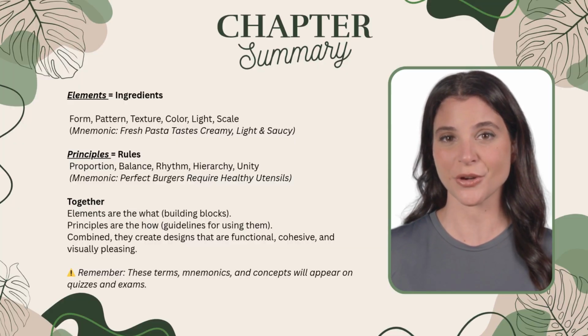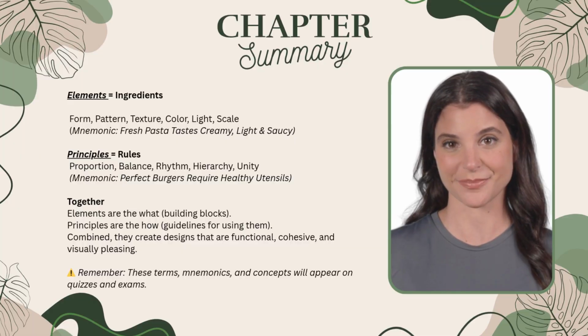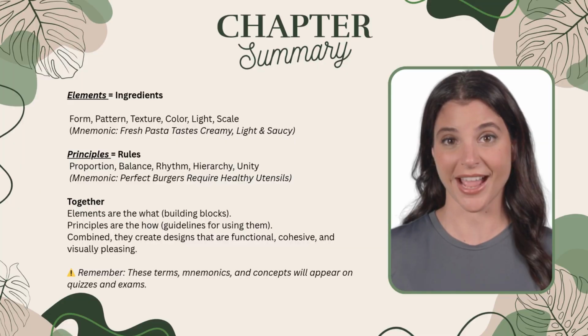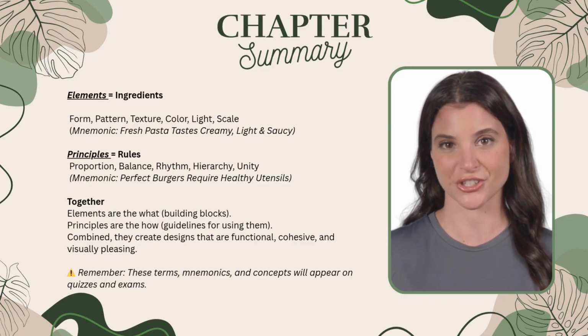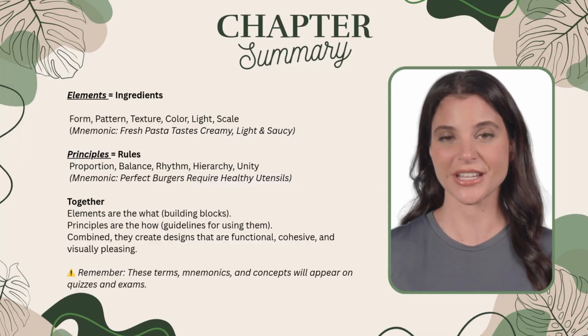But ingredients alone don't make a full meal. You need recipes and rules. That's where the principles of design come in. They guide how we put those elements together. Our mnemonic for these is: perfect burgers require healthy utensils. P for proportion, B for balance, R for rhythm, H for hierarchy, U for unity. The principles are what bring order, harmony, and direction to a design. They tell us how to use our ingredients to make something functional, beautiful, and complete.